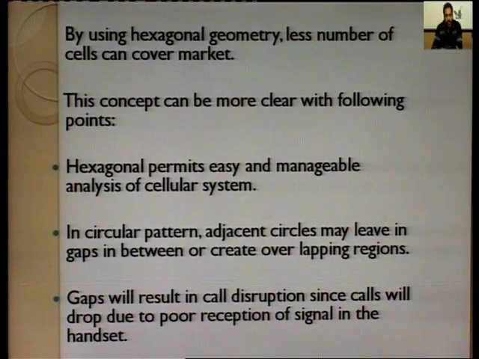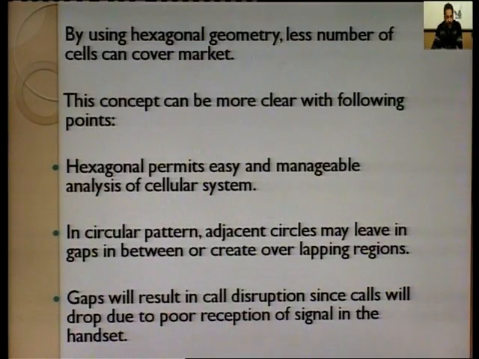By using hexagonal geometry, fewer cells can cover the market. So, fewer cells are required to cover the market. This concept can be made clearer with the following points, which are the reasons why we prefer hexagonal cells. The first point is that hexagonal cells permit easy and manageable analysis of the cellular system, means of the geographical area which we are going to cover.